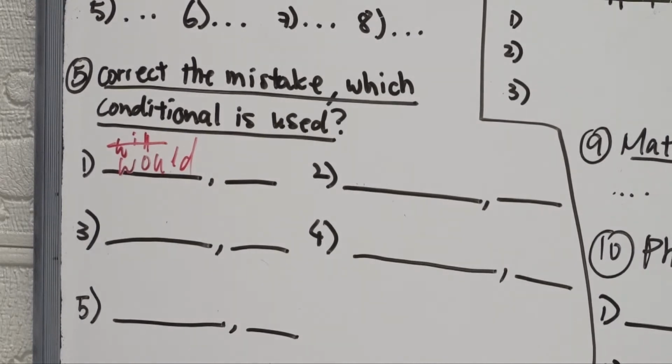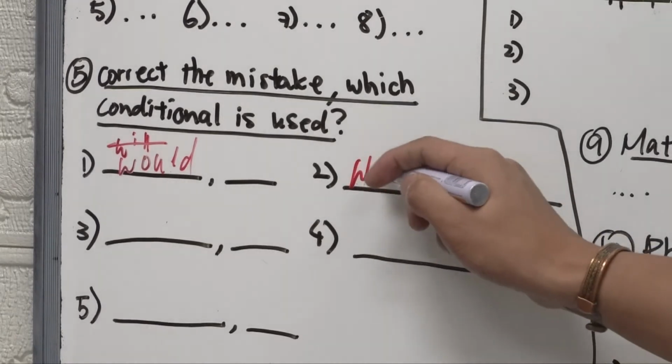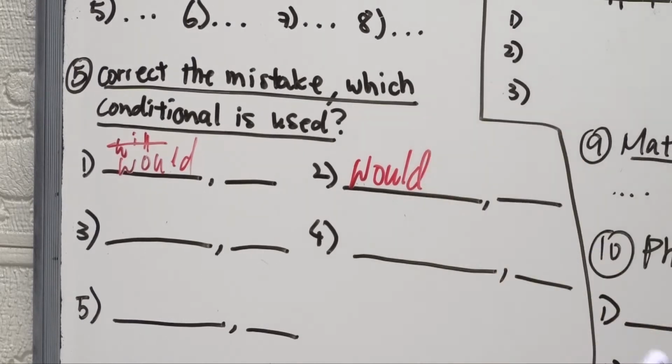Number 2. If I were you, I will tell her the truth. I would. Again, same thing, right? I would tell her the truth. If I were you, I would tell her the truth.